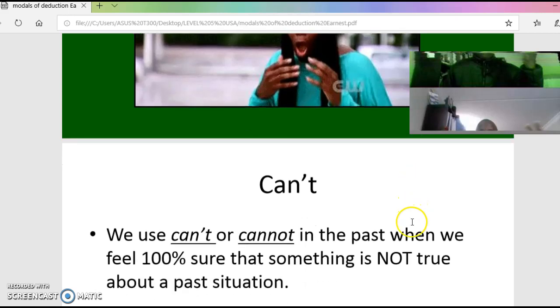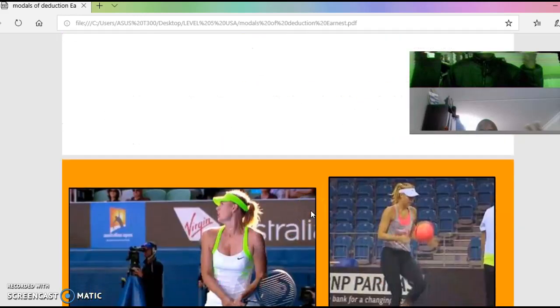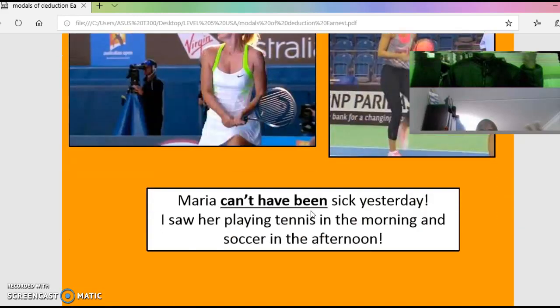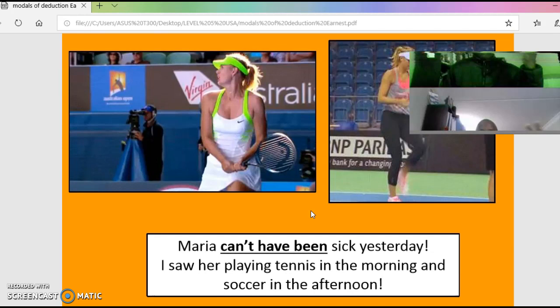We use can't or cannot in the past when we feel 100% sure that something is not true about a past situation. Therefore, this is the usage of the negative part of it. Maria can't have been sick yesterday. Why? I saw her playing tennis in the morning and soccer in the afternoon. So you have the evidence that maybe she's cheating from the information she's giving, because you saw her. So you say that she cannot have been sick because you saw her, of course, playing.